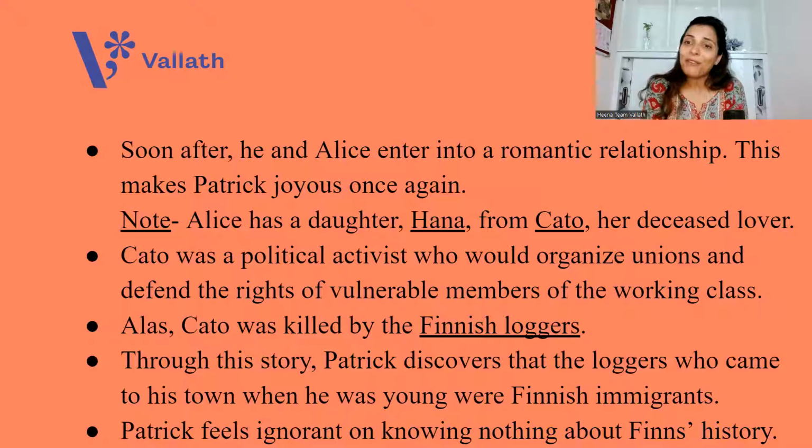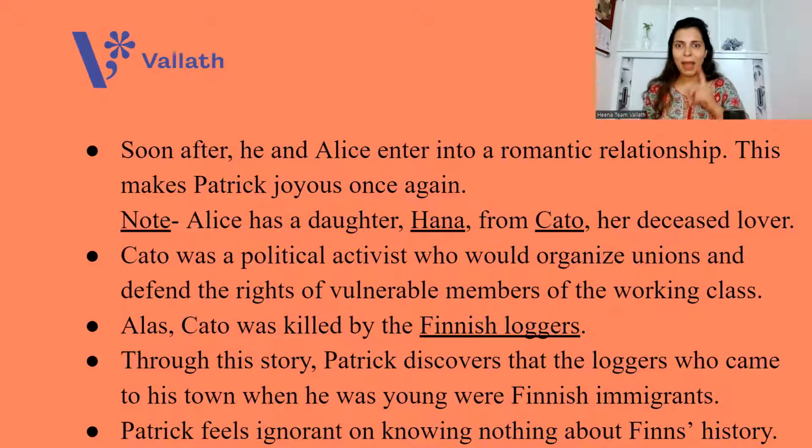Now, soon after, Patrick and Alice enter into a romantic relationship, and this makes Patrick joyous once again. Here, an important character, a little girl, will enter. Her name is Hannah. Alice has a daughter, Hannah, from Cato, her deceased lover. Who was Cato? Cato was a political activist who would organize unions and defend the rights of vulnerable members of the working class. Alas, Cato was murdered by the Finnish loggers.